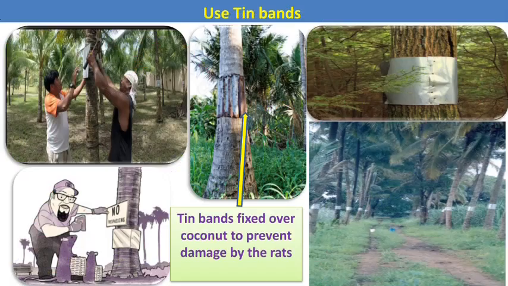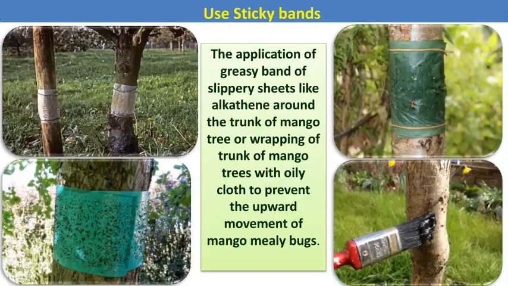Then use of tin bands. Tin bands are bands of tin or other metals that we can fix over the coconut tree to prevent damage by rats. Then different sticky bands. This is the application of greasy bands or slippery sheets like alkathene sheets around the trunk of the mango tree, or wrapping the trunk of mango trees with oily cloth to prevent the upward movement of the mango mealybug. It means that this technique is specially used against the mealybug in mango.